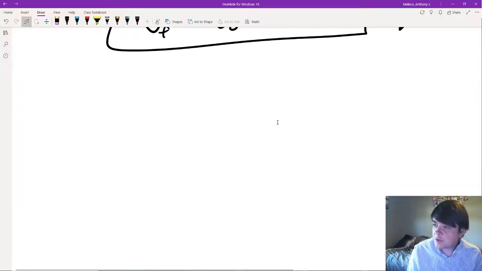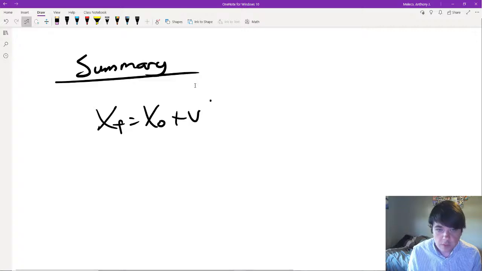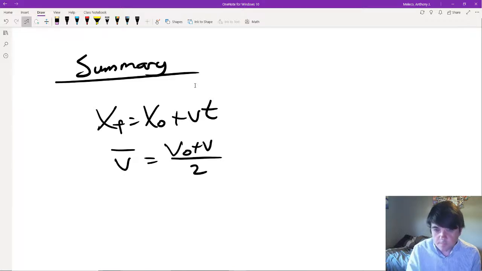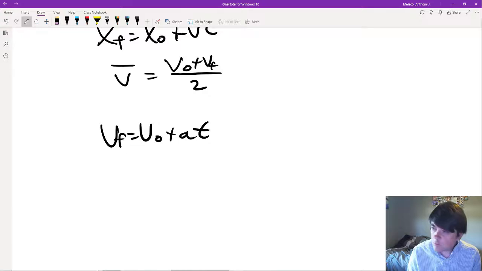So here are the 5 equations that you need to know to do kinematics well. I recommend you get familiar with them because you'll be seeing them quite a bit. Again, we won't really use this one too much, but it's there.